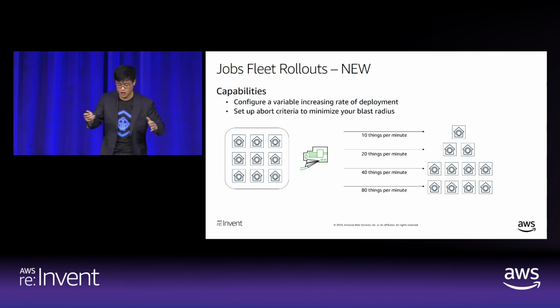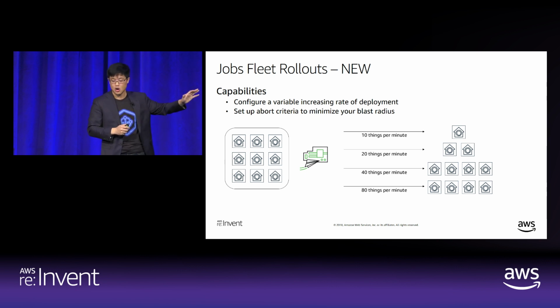So how does this work? Here's just a quick diagram example just to walk you through it. So let's say I have my group of Alexa devices on the left. I have configured a job. I want to push out a new firmware update to all my devices. Now what I can set is my different stages of these different devices.